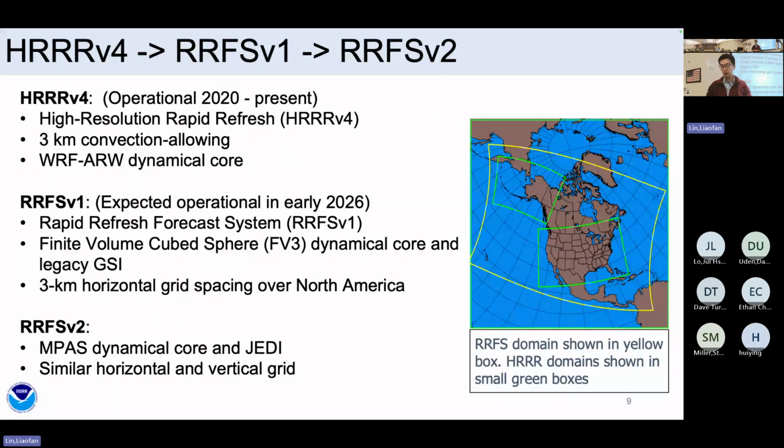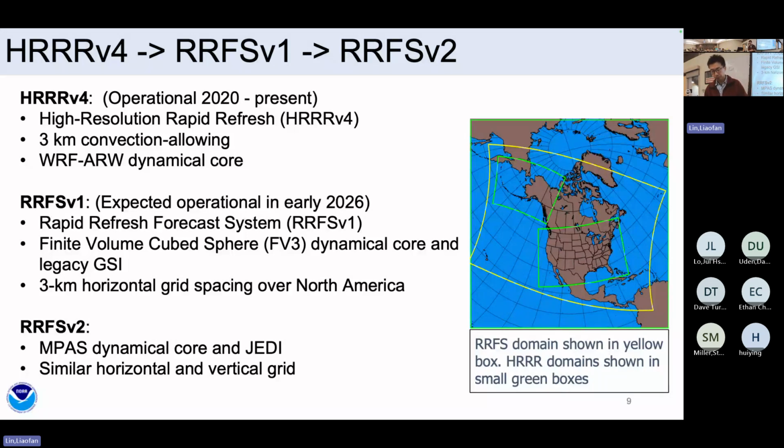So first, HRRR v4 stands for High Resolution Rapid Refresh version 4, and it's at 3 kilometer resolution. It has been operational since 2020, and it's using the WRF-ARW dynamic core. And for version 1, Rufus, it's expected to be operational sometime this year.